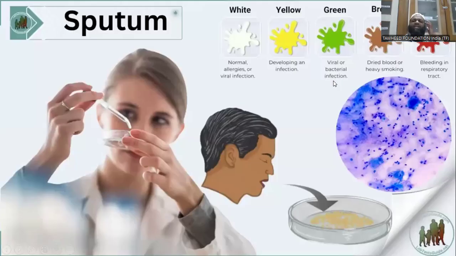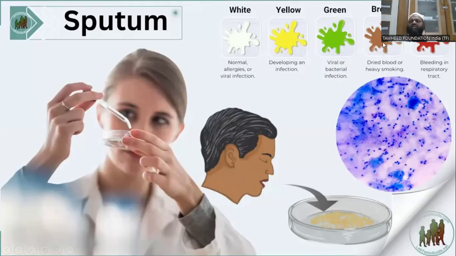Here you can see different colors of sputum and identify them. White is normal, though allergies or viral infections may also produce white sputum. Yellowish sputum indicates a developing infection. Greenish sputum indicates a viral or bacterial infection. Brown sputum indicates dried blood or heavy smoking.